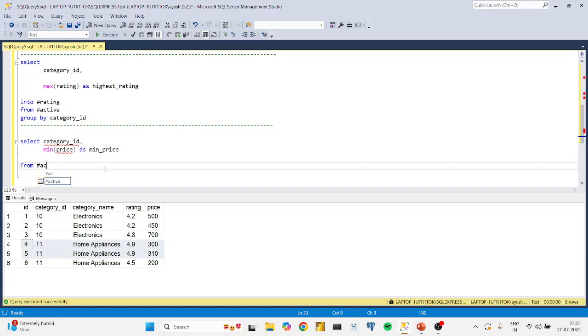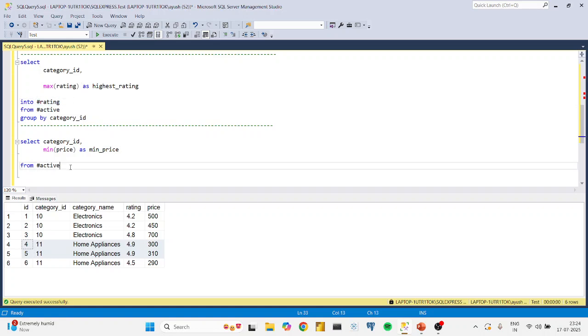Okay, from active. Now what we have to find, we have to read the question very carefully, because you have to know your table pretty well before using the group by. So we don't just have to find the minimum price, we have to find the minimum price for the highest rated product. Okay, so the question is not simply to find the minimum price of this table, we have to find the minimum price of the highest rated product. So the highest rating each product has, that we have calculated in this rating table.